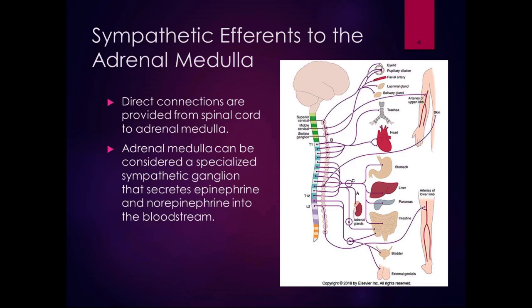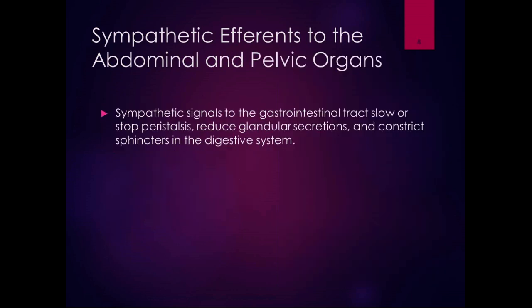You can think about the individual sympathetic trunk ganglia that are between T1 and L2, and then the adrenal medulla on the kidneys can also be considered a specialized sympathetic ganglion. So sympathetic signals to the gastrointestinal tract slow or stop peristalsis. They reduce glandular secretions, and they constrict sphincters in the digestive system.